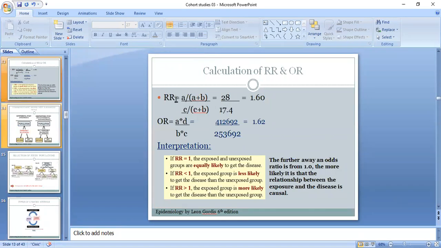For the previous example, the relative risk calculated is 1.60 and the odds ratio calculated is 1.62. And how we interpret these values: if relative risk is equal to 1, the exposed and unexposed groups are equally likely to get the disease. If relative risk is less than 1, the exposed group is less likely to get the disease than the unexposed group. And if the relative risk is greater than 1, the exposed group is more likely to get the disease than the unexposed group. And how we interpret the odds ratio: the further away an odds ratio is from 1, the more likely it is that the relationship between the exposure and the disease is causal.